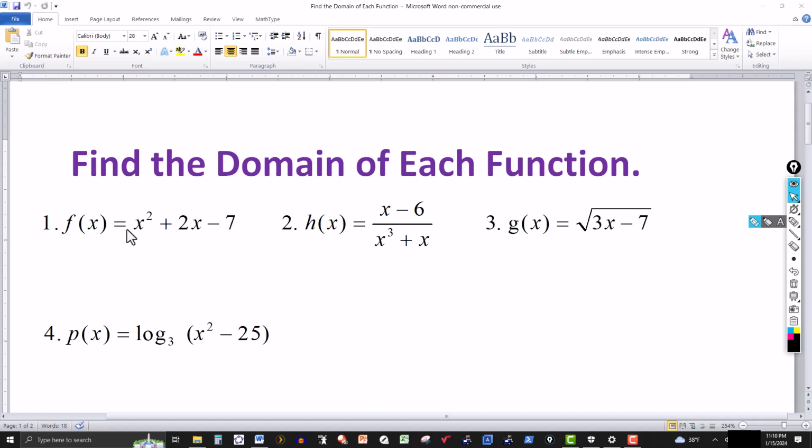Are there any values that you have to eliminate? If you replace the x by any number and square it, and then multiply it by 2, and then subtract 7 from that, does it give you something that's not defined or not real? And the answer is no. x can be any number.